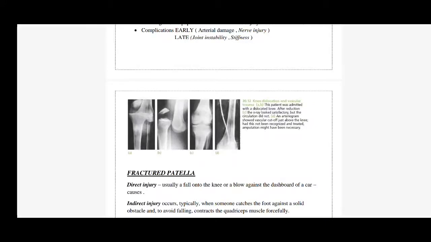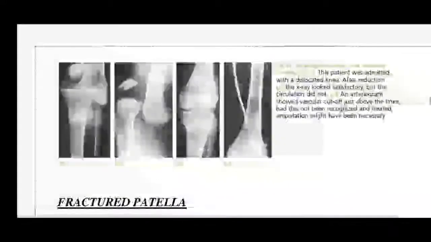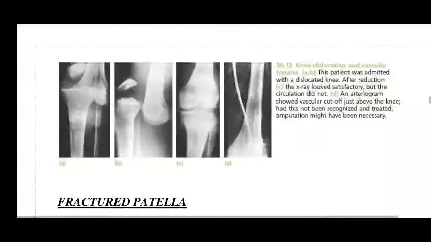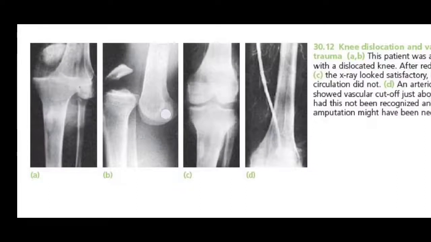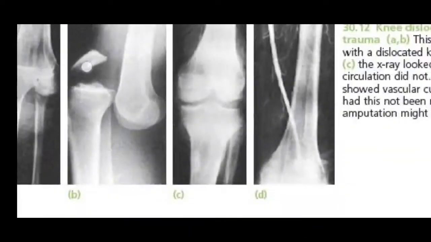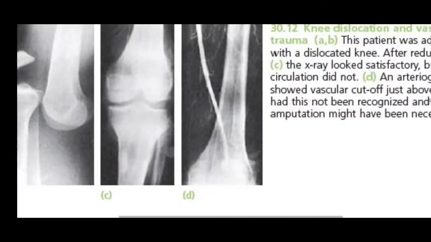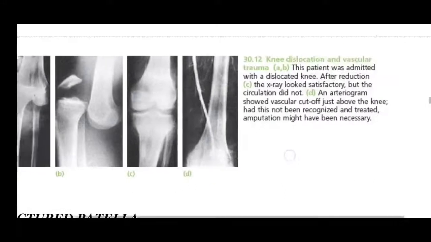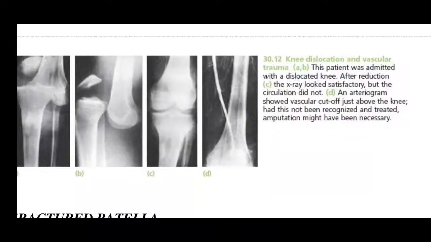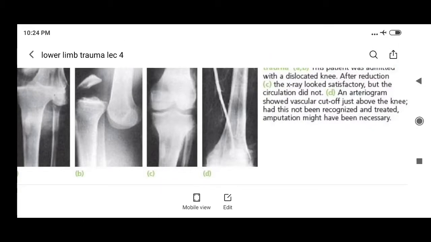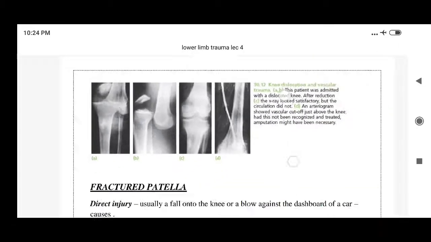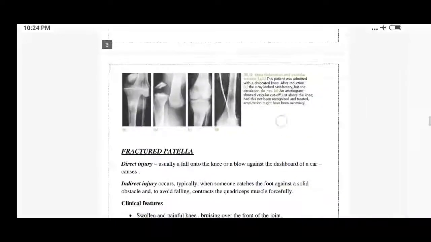This picture shows the two common types of knee dislocation, either posteromedial or anteromedial dislocation. This is the femur, lying posteriorly, and this is the tibia. This is the patella. Also, this picture shows an arteriogram, which shows a vascular cutoff at the knee joint. It means there is a popliteal artery injury during dislocation.